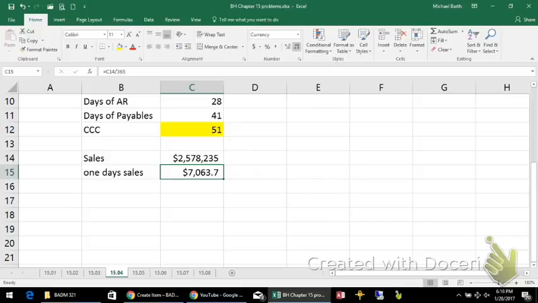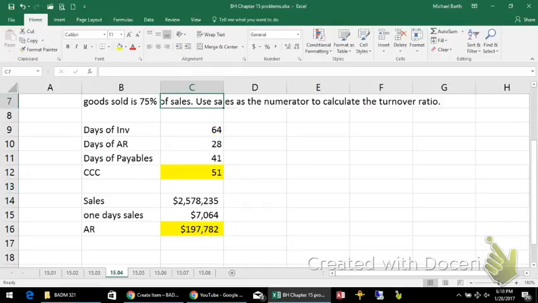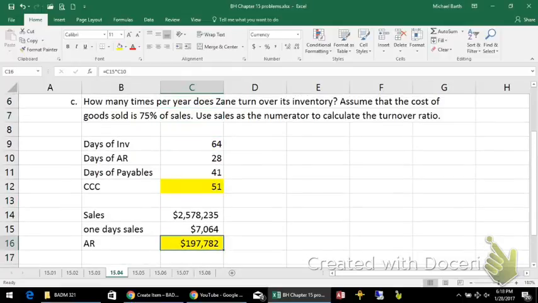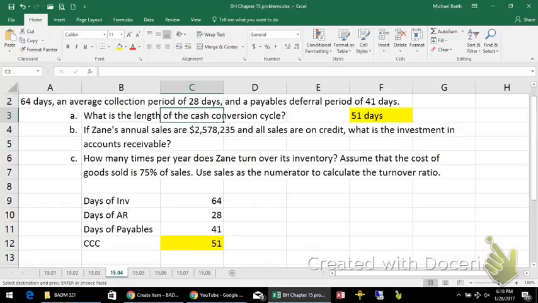And the definition of the days of accounts receivable is how many days' worth of sales are tied up in accounts receivable. So their accounts receivable amount would be $7,064 a day times 28 days. So they would have roughly $197,782 worth of money tied up in accounts receivable.